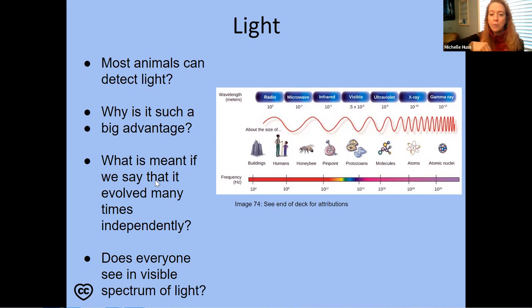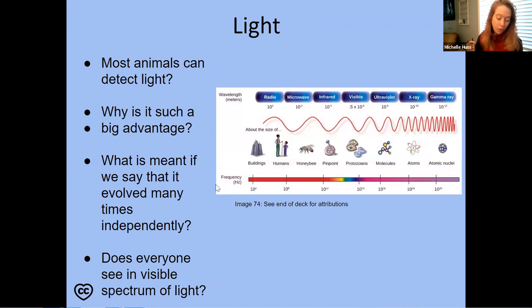Does everybody see in the visible spectrum of light? And the answer is no, right? So we talked about bumblebees, but lots of different organisms can see in different spectrums of light. What else do we want to say? Let's see what's on the next slide. Actually, that's the only slide we have for light.